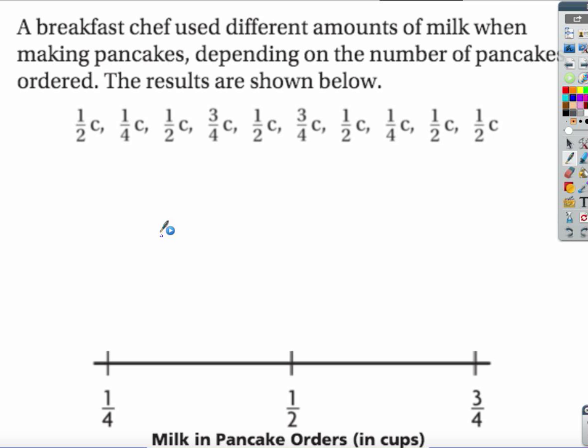Now, what we do to do a line plot is we are going to put X's on top of each one of these to show how many times that fraction occurred. So this word problem, if you read it, is about a breakfast chef using different amounts of milk when making pancakes. If we look at 1/4 cups, it looks like we have 1 and 2, so we'd put 2 X's there. And for 1/2, it looks like we have 1, 2, 3, 4, 5, 6 of them, so you'd have 6 X's there. And it looks like there's a couple of 3/4, so they go here.